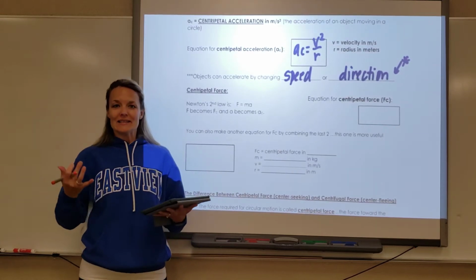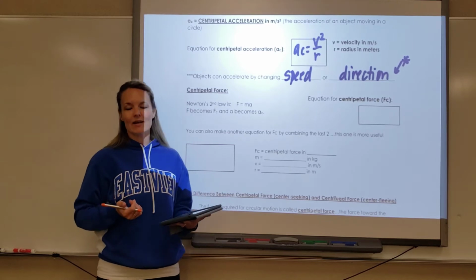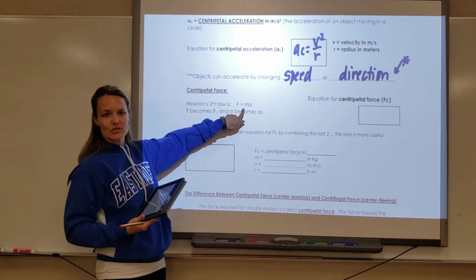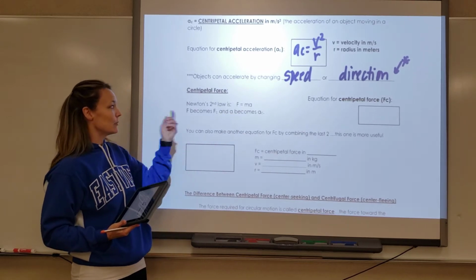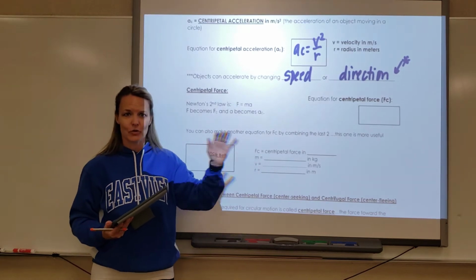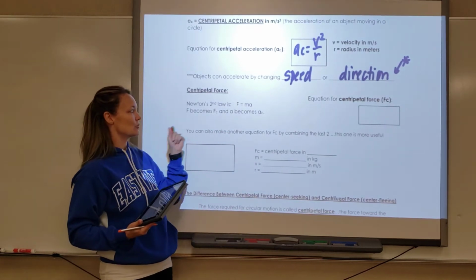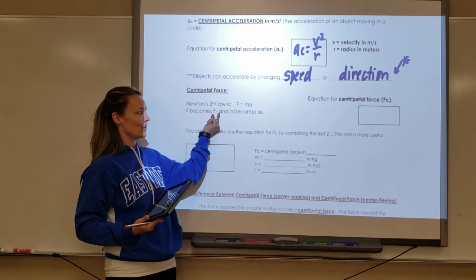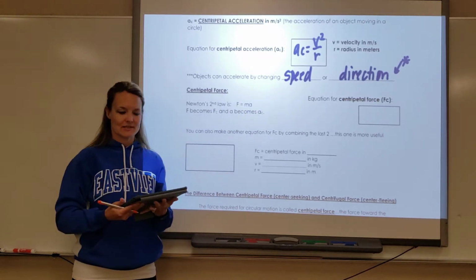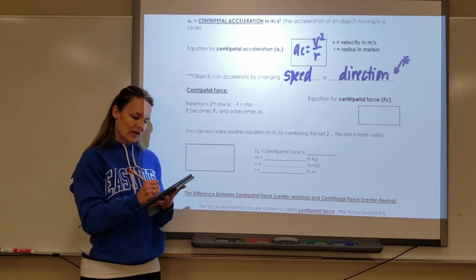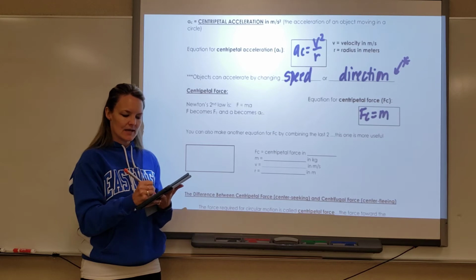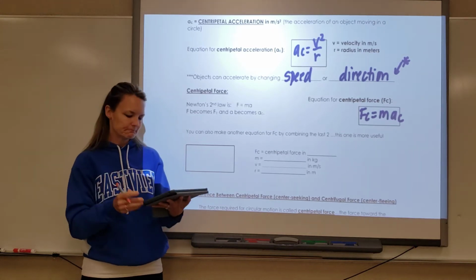Once we know the centripetal acceleration, we can also find the centripetal force. We just use this old force equation, F equals ma, and they put little c's next to it to represent centripetal. I think of it as circular force, but the technical term for it is centripetal. So F_c, centripetal force, and then the a becomes a_c from up above, centripetal acceleration. So the equation for centripetal force, F_c, equals mass times a_c.